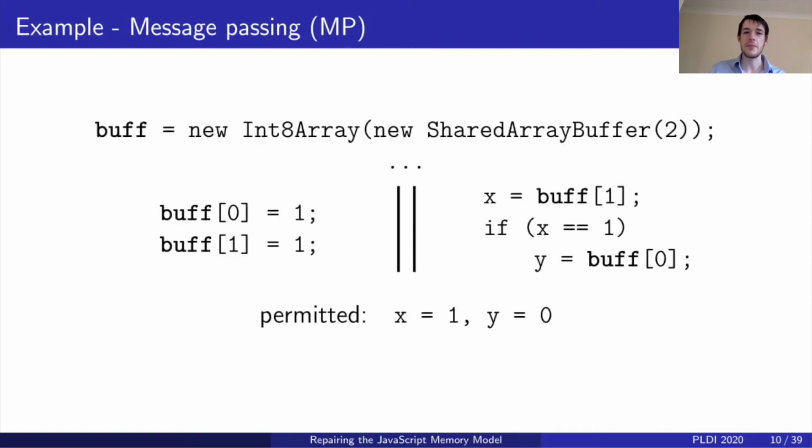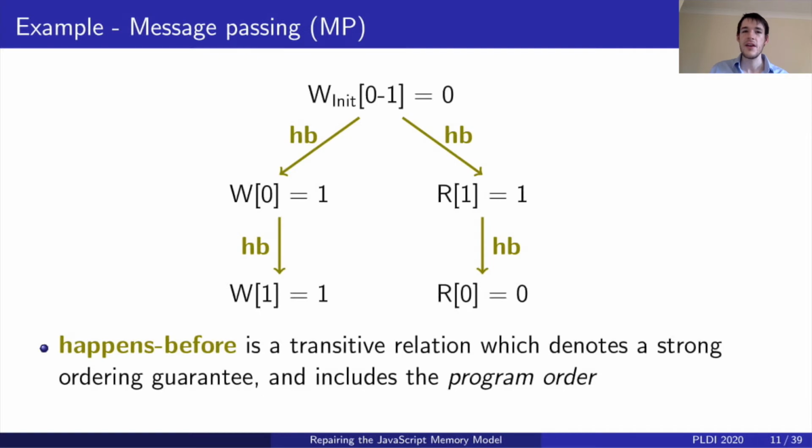So here's a concrete example, the program we just looked at, the MP program. We're interested in the execution where x equals 1 and y equals 0. So here is the candidate execution which is generated by the thread local semantics. Note that there is an event corresponding to each concurrent access, including the 0 initialization at the start. The HB arrows represent happens before constraints. These are strong ordering guarantees which the model must keep track of. In this case, they're just representing program order.